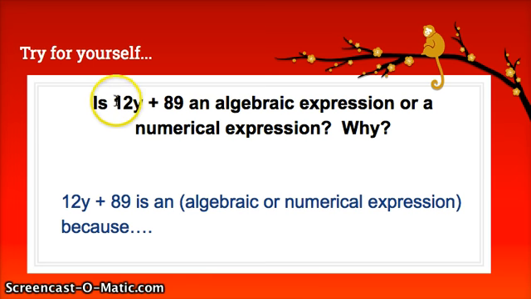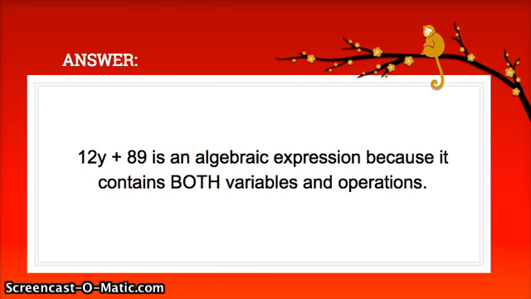Next, is 12 times y plus 89 an algebraic expression or a numerical expression? Why? In this case, we have 12 times y, so we have a variable, and we have an addition operation. Between the 12 and the y, remember that this represents multiplication. This is 12 times y. Since we have a variable and operations, that fits the definition of an algebraic expression. So we say 12 times y plus 89 is an algebraic expression because it contains both variables and operations.